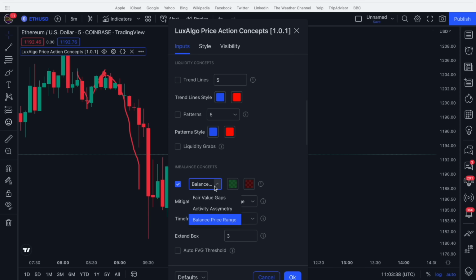So the last method we have is the balanced price range, and this just occurs when two fair value gaps overlap. And it's the exact same concept. The price needs to revisit this area, retest it, and refill the market.